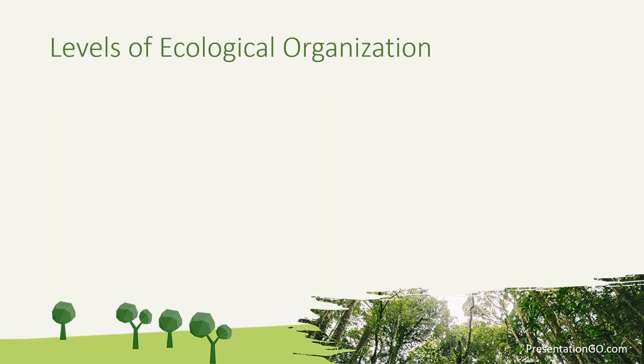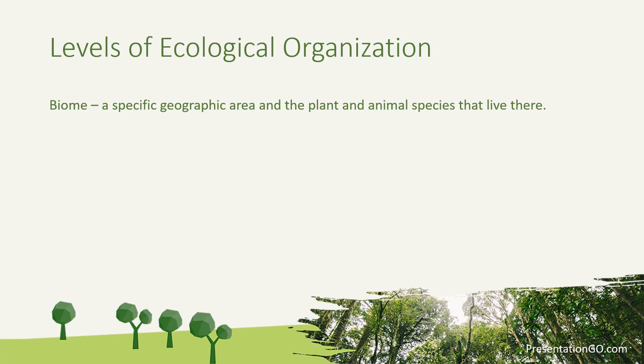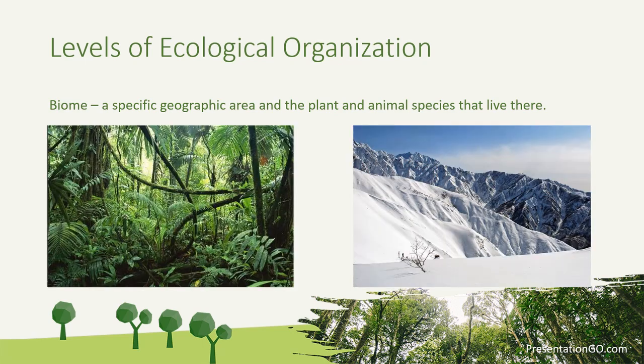The next level of ecological organization is biome. The definition of a biome includes a specific geographic area as well as the plants and animals that live there. One biome can consist of multiple ecosystems that are similar to each other, but at the same time discrete.